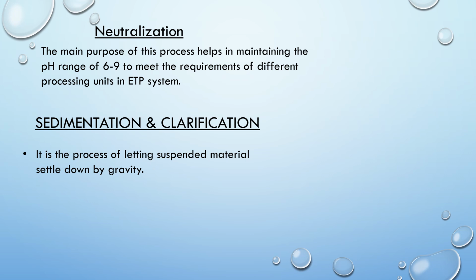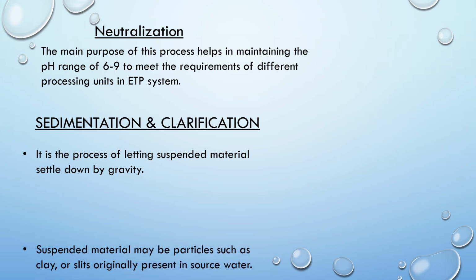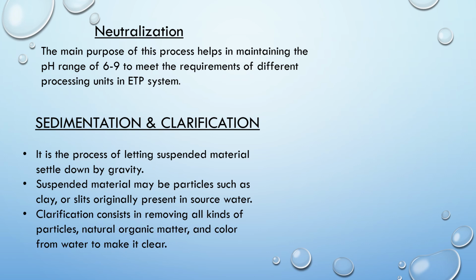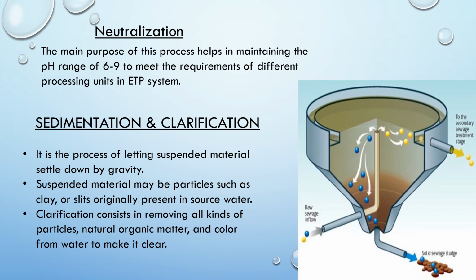In this process, the suspended material settles down by gravity. Suspended material may be clay, slate, or oils. Clarification consists of removing all these kinds of particles, natural organic matter, and color from water to make it clear. As you see in this picture, the chocolate brown colored sludge is settled down in the tank and is removed from the lower outlet.